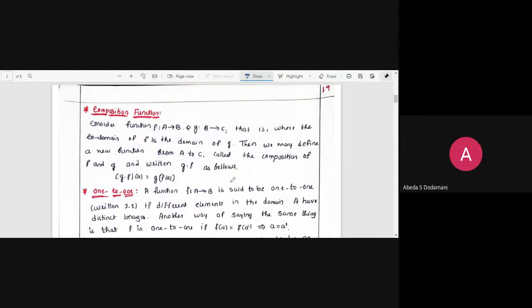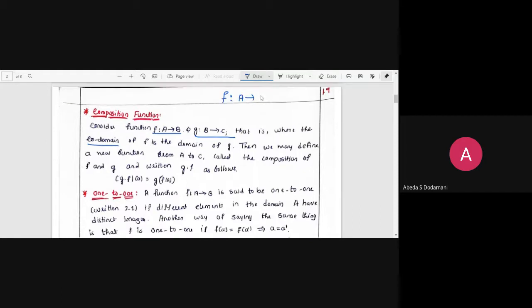Now let's see some varieties of functions. There is something called composition of functions, or you can say composite function. Here we have two different functions. Say f is a function from A to B and g is a function from B to C. I will tell you about the domain and codomain. So suppose f is a function from A to B.